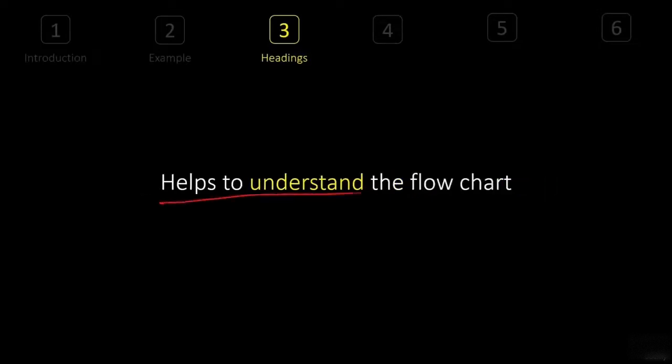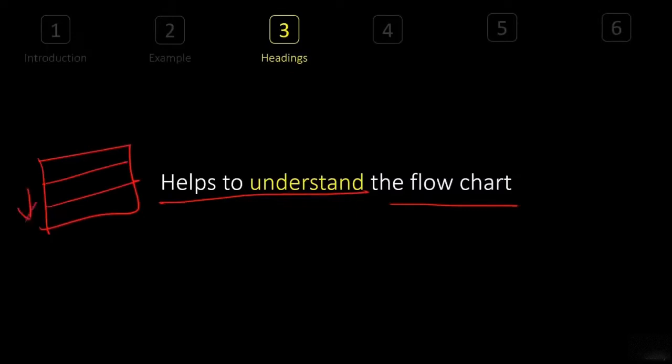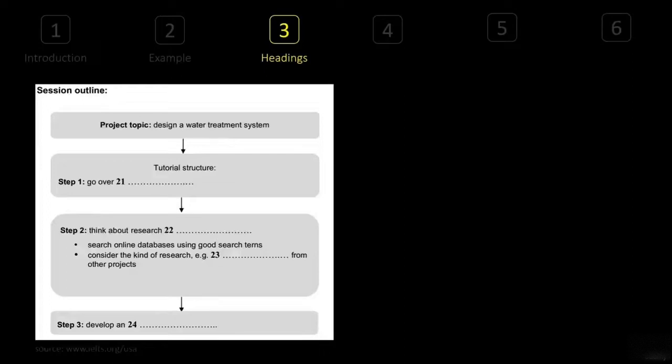See, that helps you to understand the flowchart, right? So we have a flowchart here in which we have instructions like this. Flow like this, arrow is going down. On the top, there must be a title. This title is going to help you to understand the flowchart. In the example which we did, we have something called session outline.